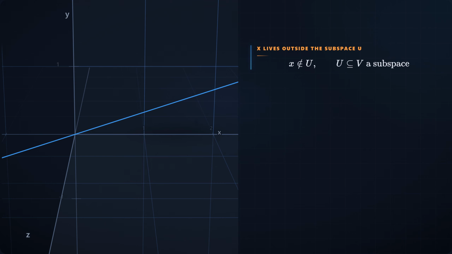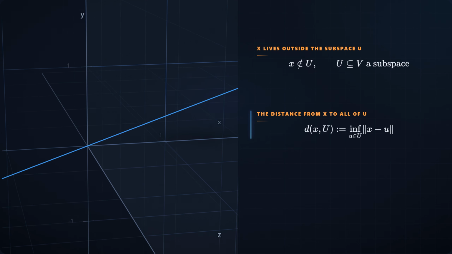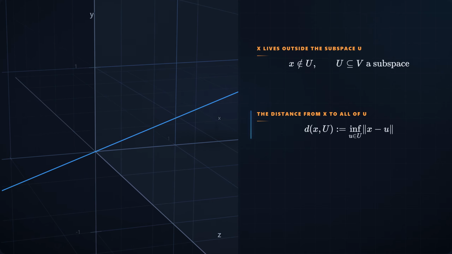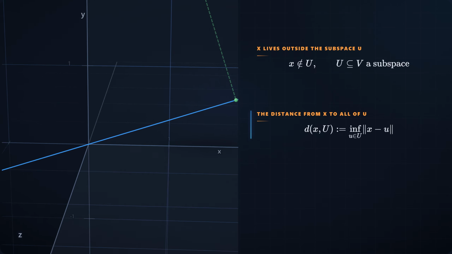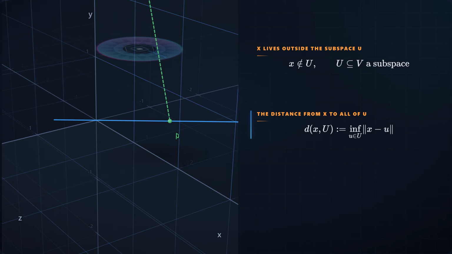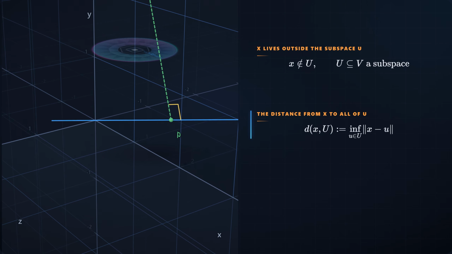First, the distance from X to the whole subspace is the infimum, the greatest lower bound, of the distances to every single point of U. That's a number. It's the best you could ever do. Hold on, an infimum is just a lower bound. Why should any actual point P in U hit it? Plenty of infimums are never reached.